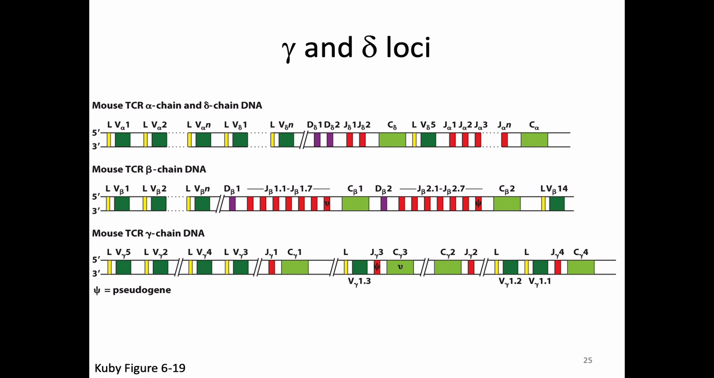Then we come up to this one. Here are all of the V alphas. We've got V alpha 1, V alpha 2, V alpha to however many. And then suddenly we have V deltas. And then we have the D deltas. And then we have the J deltas. And the constant region delta. And then, oh wait, no, we're going back to alphas again. So we have the J alphas and the C alpha. So in fact, the entire delta heavy chain locus is in the middle of the alpha light chain locus. As you can see, delta is in the middle of alpha.